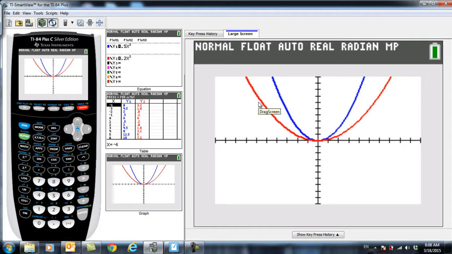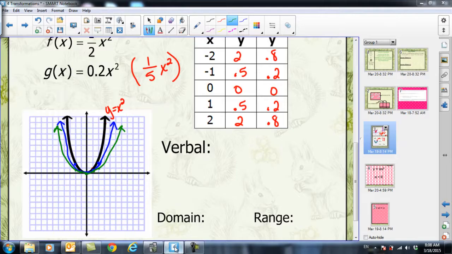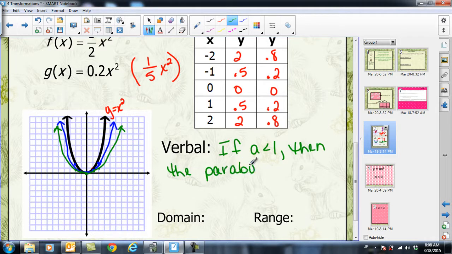So when I make the fraction smaller, when I make the number in front of x squared smaller, my parabola gets wider. So my verbal description is going to be: if a is less than 1, and it has to be a positive number, we'll talk about that in just a minute, if a is a number less than 1, then my parabola gets wider. So if I make A bigger than 1, it makes it skinny. If I make A less than 1, then it gets wide.